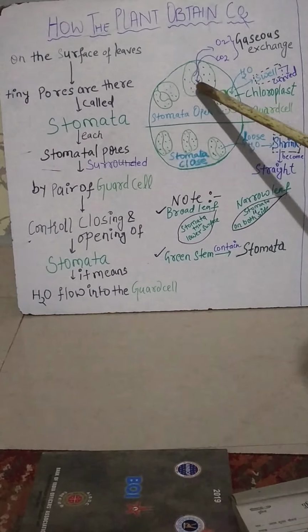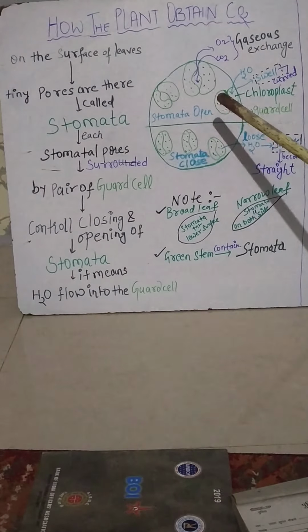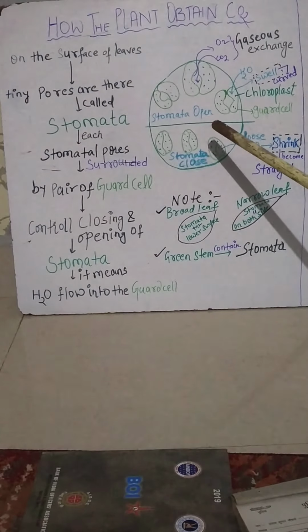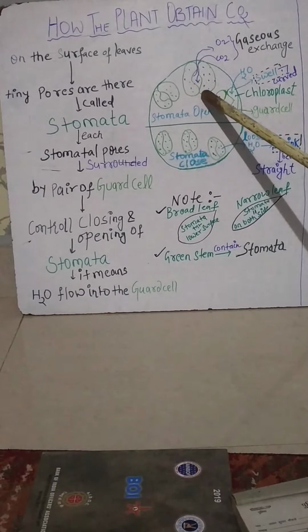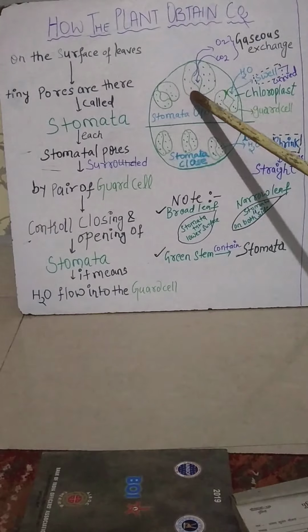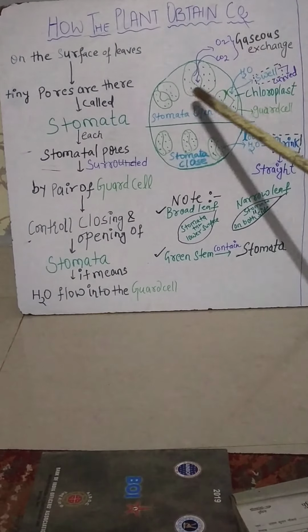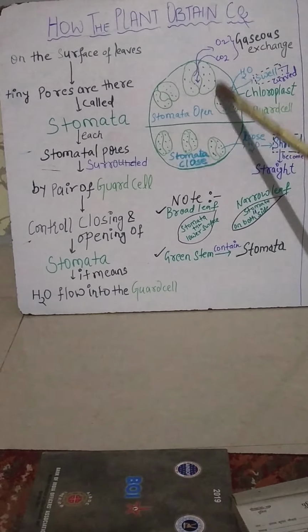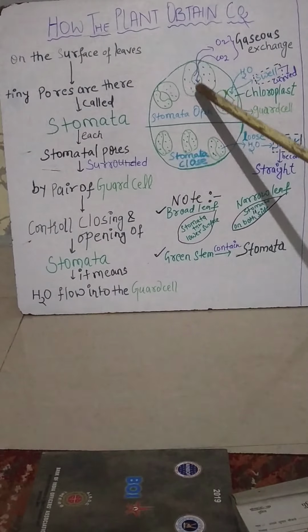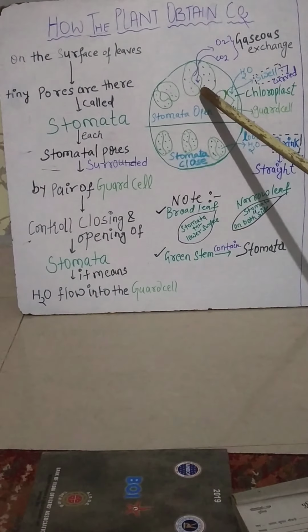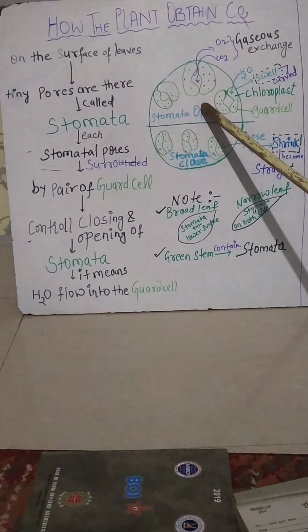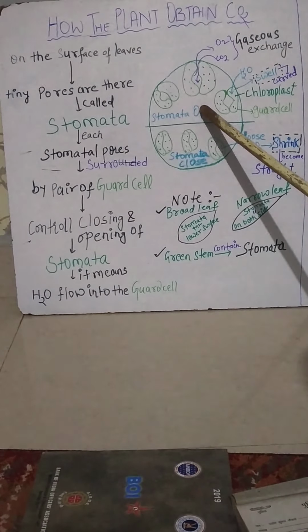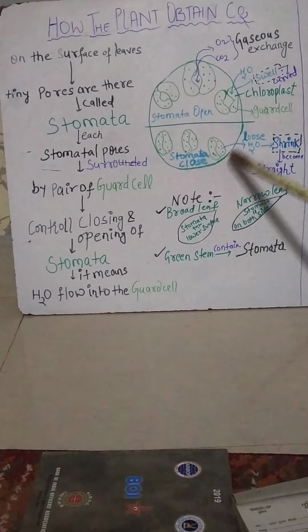Okay, is that clear? Now the next one. So how does the plant obtain carbon dioxide? By opening and closing of stomata. तो जब स्टोमेटा ओपन होता है तो जो कार्बन डाइऑक्साइड है वो लीफ में जाती है. With the help of this carbon dioxide and water, the plant synthesizes its food in the leaf.